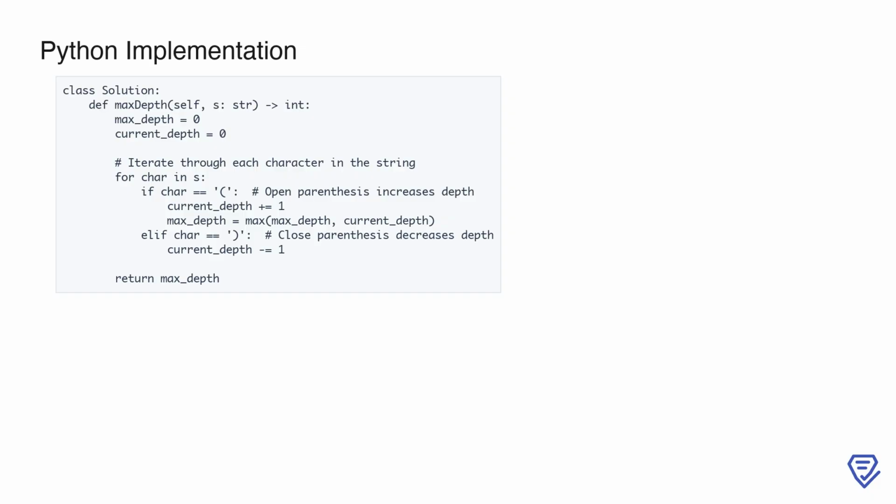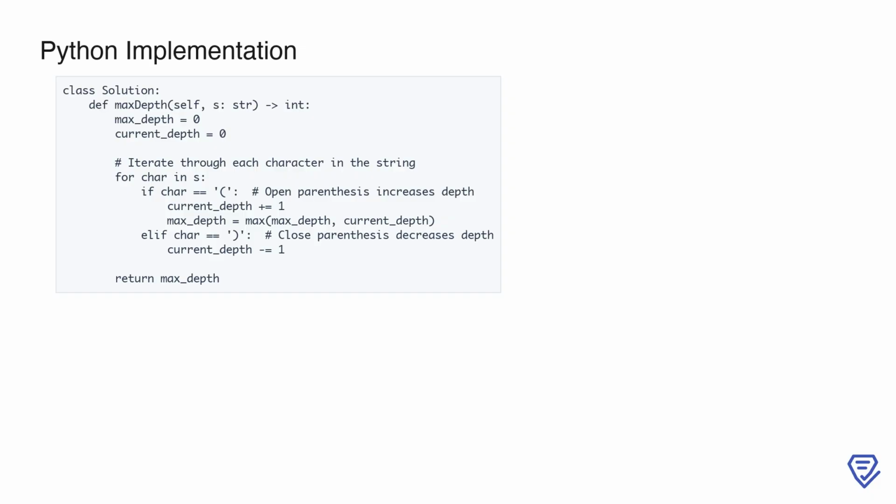Here's a detailed step-by-step explanation. 1. Class and function setup. The solution is encapsulated within a class Solution to adhere to LeetCode's required structure. The method maxDepth takes a string s as input and returns an integer representing the maximum nesting depth of parentheses. 2. Variable initialization. Max_depth is initialized to 0 and will track the highest depth encountered during the traversal of the string. Current_depth is initialized to 0 and represents the current nesting level as we process the string.